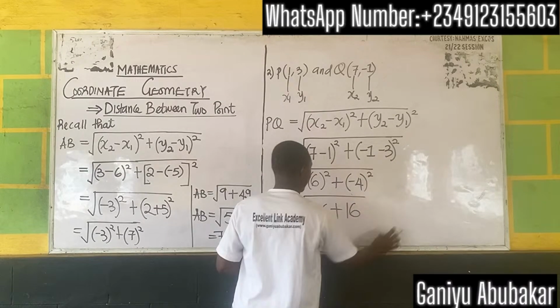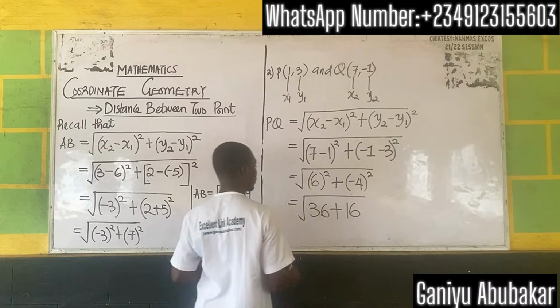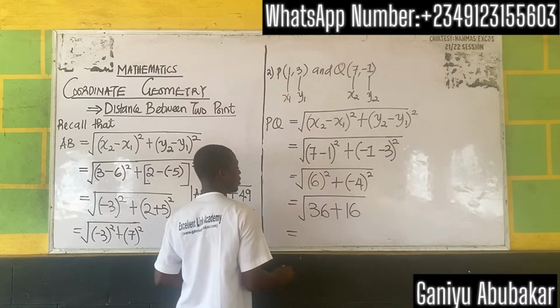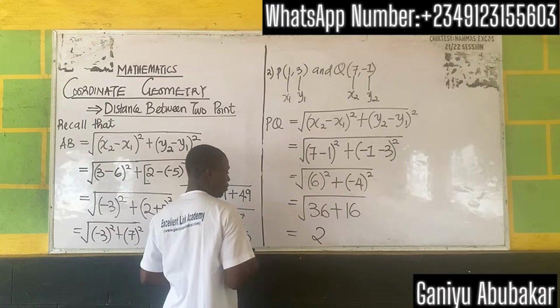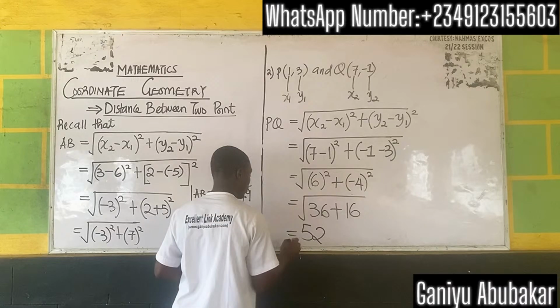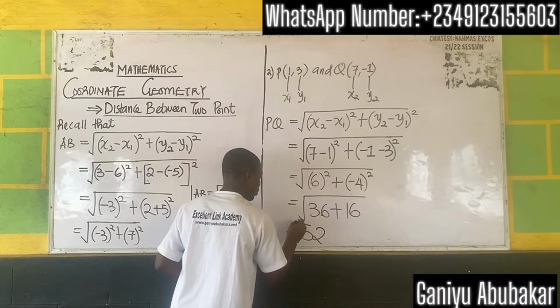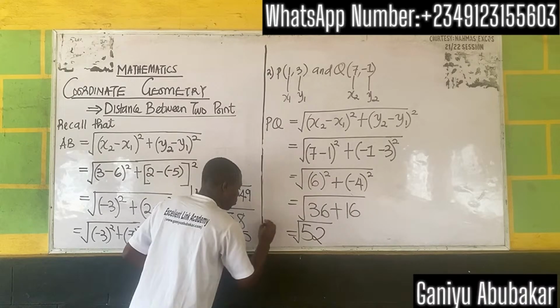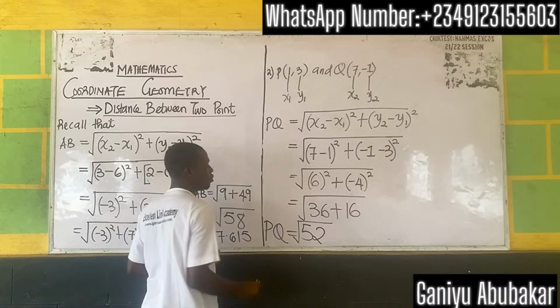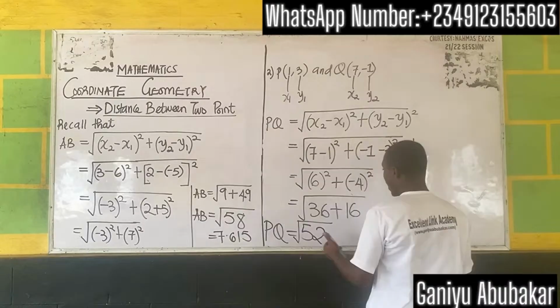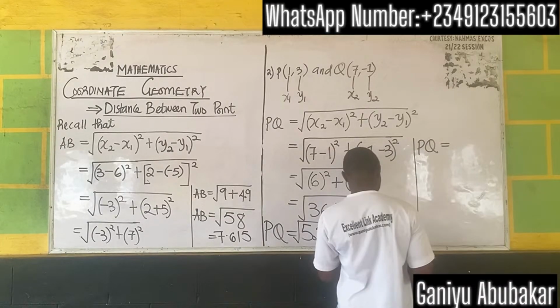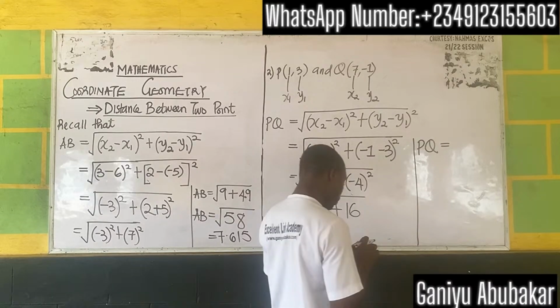From here, this is now equal to 36 plus 16, that gives you 52. Square root of 52. So the distance between point P and Q is root 52. Better still, you can come down here and press root 52. The distance between points P and Q will be equal to the square root of 52.